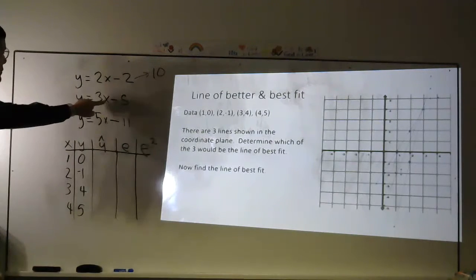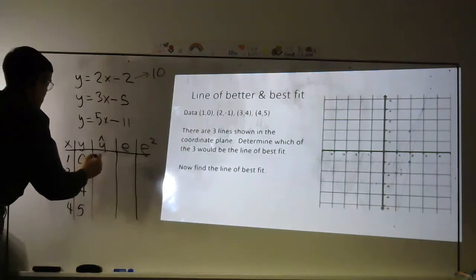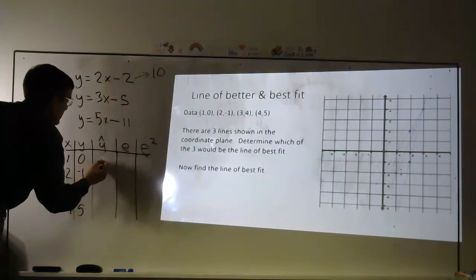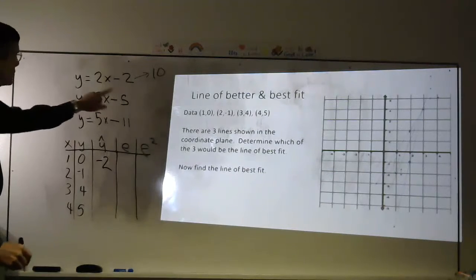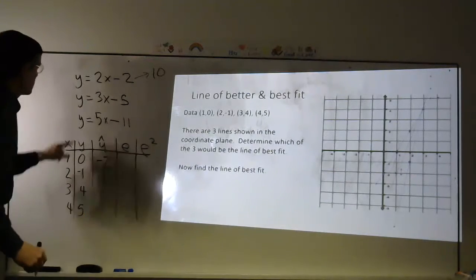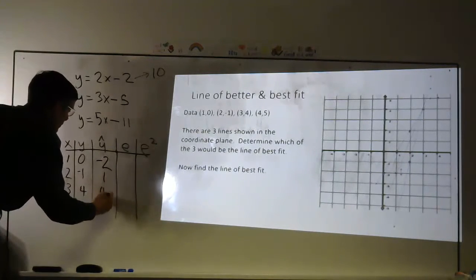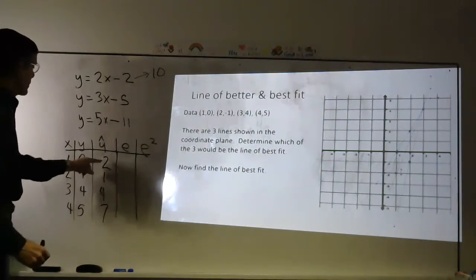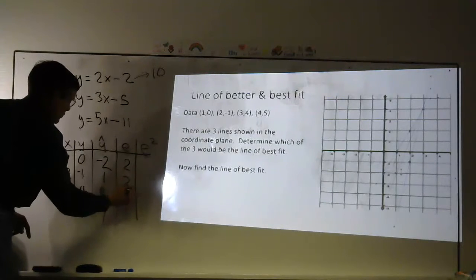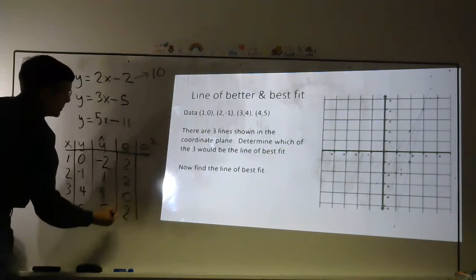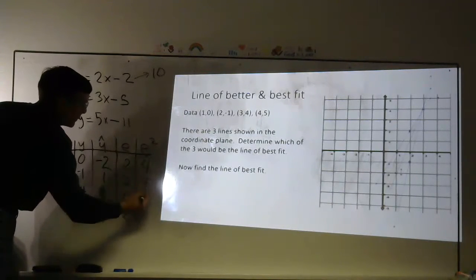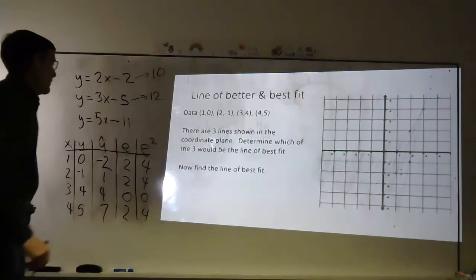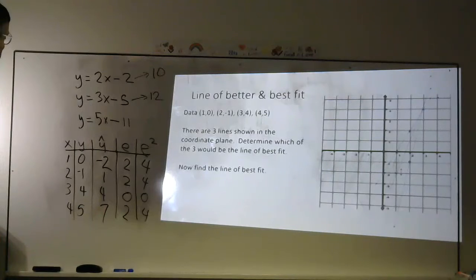Next line, put 1 in for x, 3 minus 5 is negative 2. Put 2 in for x, 6 minus 5, or 1. 3 in for x, 9 minus 5, or 4. 4 in for x is 7. Error, it's going to be 2, 2, 0, 2, squared, 4, 4, 0, 4. I get an error for this one of 12. Okay? Hopefully I did that right.